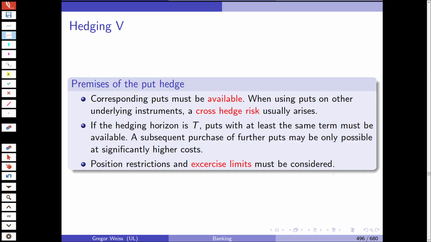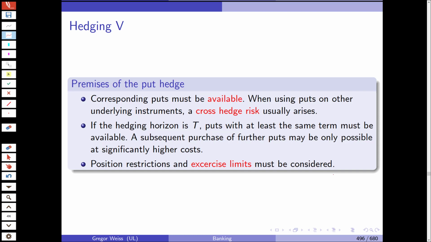Okay, so what are the premises of this put hedge? First of all, the corresponding put, a put on the Daimler stock, must be available. If you were to use a put option on the BMW stock, you would get what we call a cross hedge risk. You don't have the suitable option derivative contract available to do your hedge.